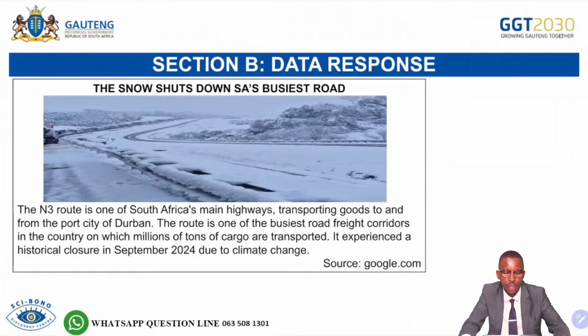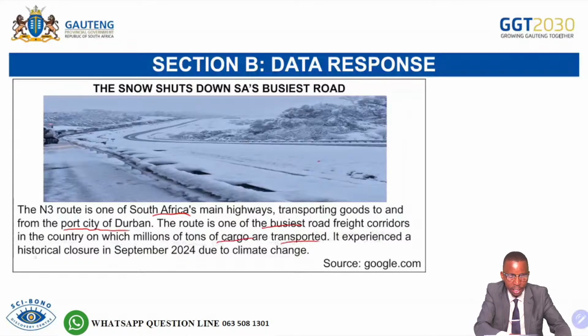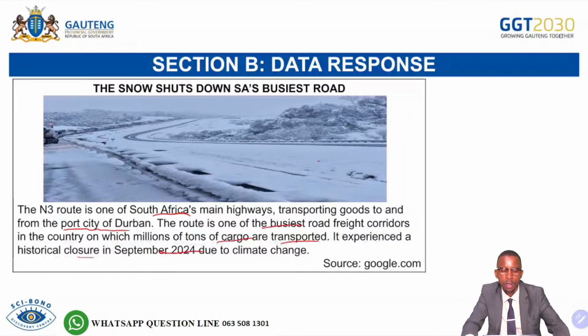Then we are given the snow shutdown as a business case. We see in the picture here, we have the snow that has just occurred in South Africa in September this year. The N3 route is one of South Africa's main highways transporting goods to and from the port city of Durban. The route is one of the busiest road freight corridors in the country, on which millions of tons of cargo are transported. It experienced a historical closure in September 2024 due to climate change. So this one is all about what we have just seen a few weeks ago.